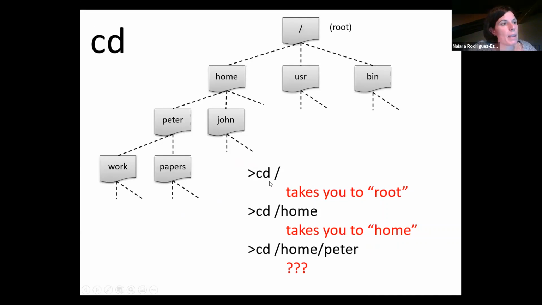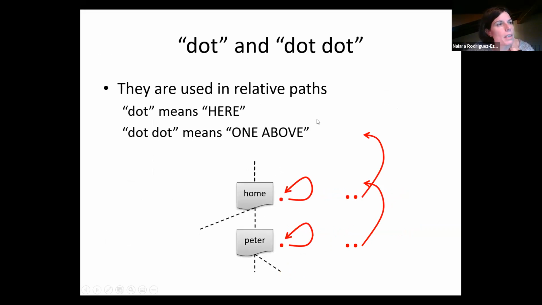cd, same, right? If I do cd /, it takes me here. If I do cd home, it takes me here. If I do cd home Peter, it takes me here, right? As I said before, if you get lost, you can do pwd to see where you are. So those were what we call the absolute paths. You can also have the relative paths.